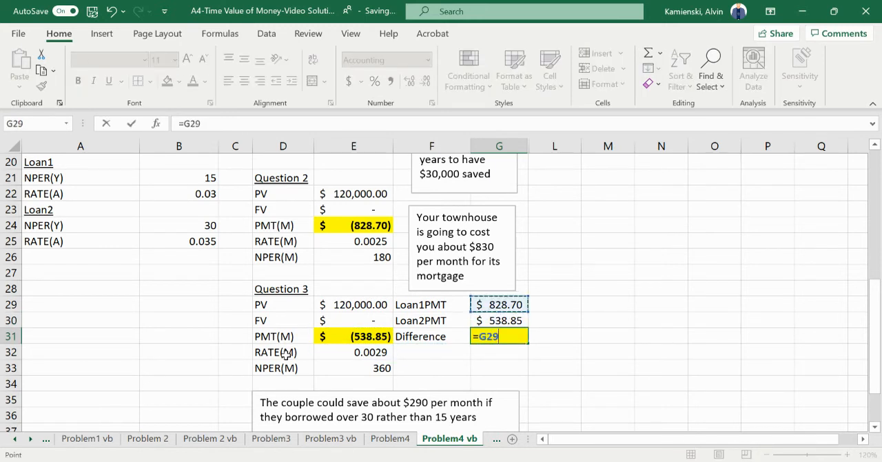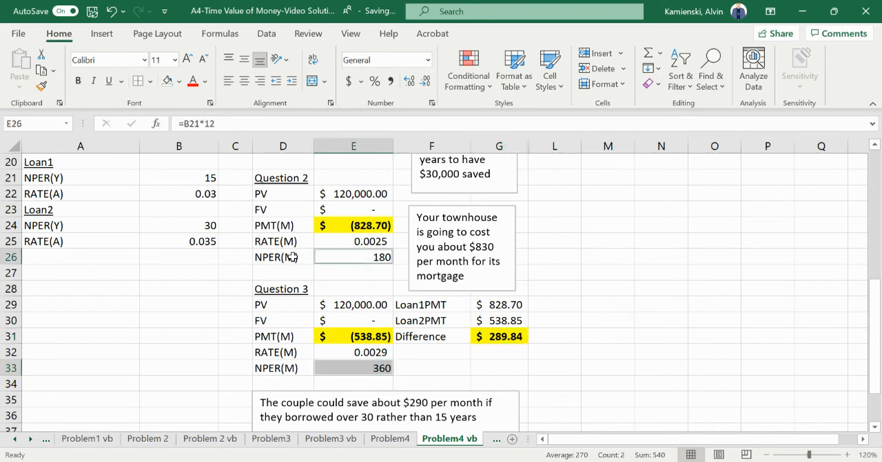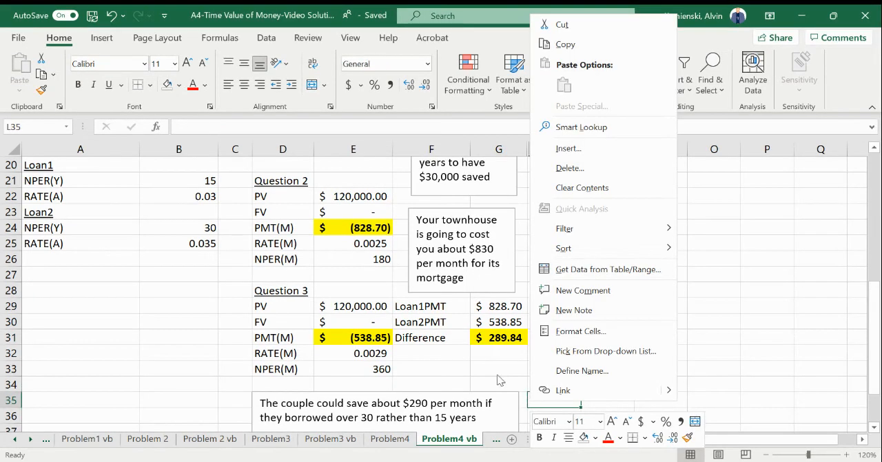535 tells me if we saved over a 30-year period, or 180 months versus 360 months, at a slightly different, if not higher, interest rate, we could actually save $289 a month, or about $290, if we borrowed over a longer period, if we're more concerned about saving monthly cash flows.